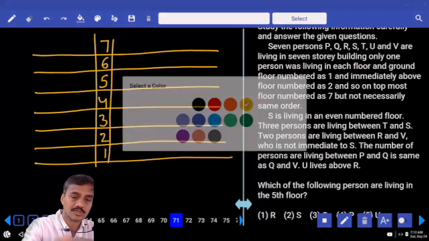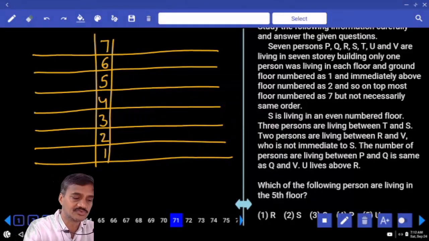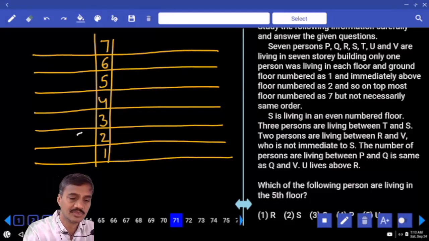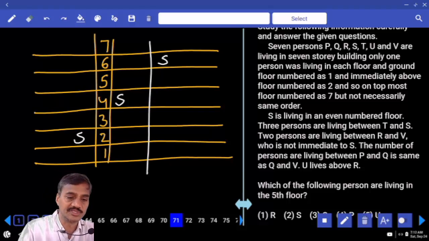Coming to condition number 1, S is living on an even number floor. Hence, what are the different possibilities we have for this S? S can be either on the second floor, fourth floor, or sixth floor. Altogether, there are three different possibilities. There are 3 persons between T and S: 1, 2, 3.